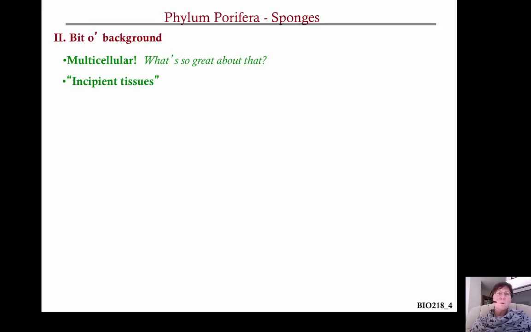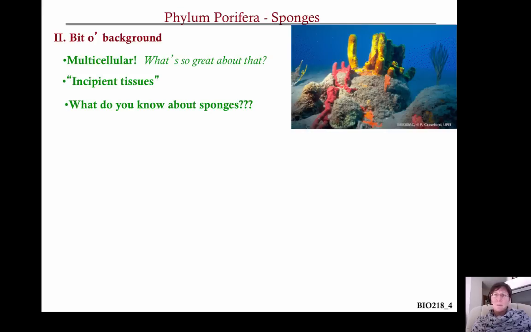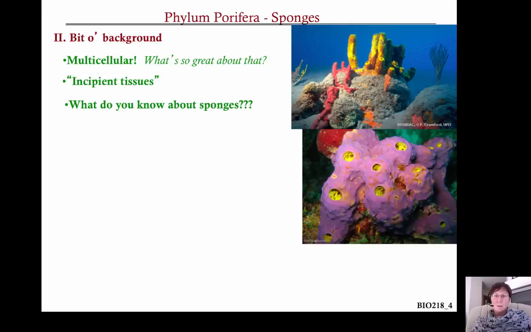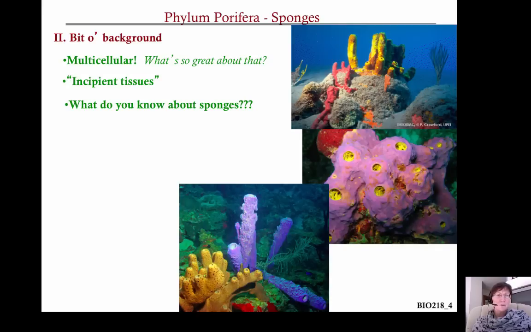As I indicated, it leads to what's referred to as incipient tissues. So what that really means is it's the precursor to being true tissue. So you have different cell types, so you're multicellular, you have different cells that are doing different things, but they're not necessarily all working together universally for each other. So it's the beginnings of the tissues world. So what do you know about sponges? There are a lot of different species of sponges. They come in a lot of different colors and shapes, as I'm going to show you here in a few different pictures.